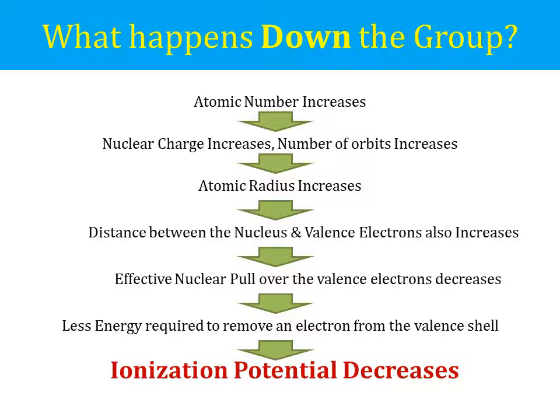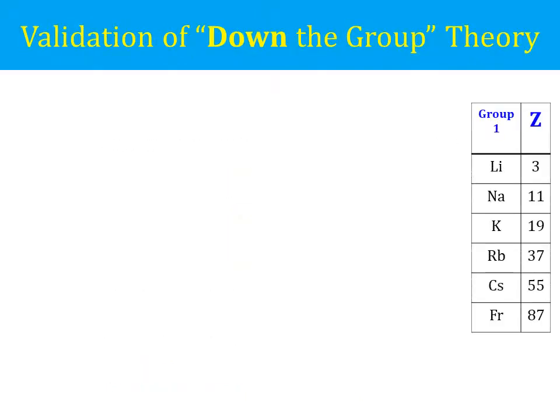Clear, everyone? Okay, let's do a validation. We are having a group over here, group one. You can see down the group: lithium, sodium, potassium, rubidium, cesium, francium. The atomic numbers are 3, 11, 19, 37, 55, 87. First, atomic number increases: Z equals 3, 11, 19, 37, 55, 87. Down the group, atomic number increases.